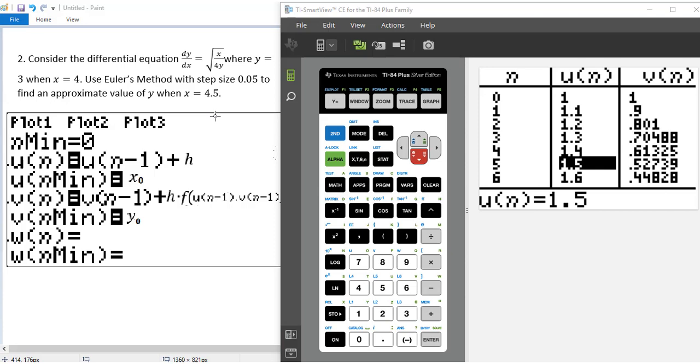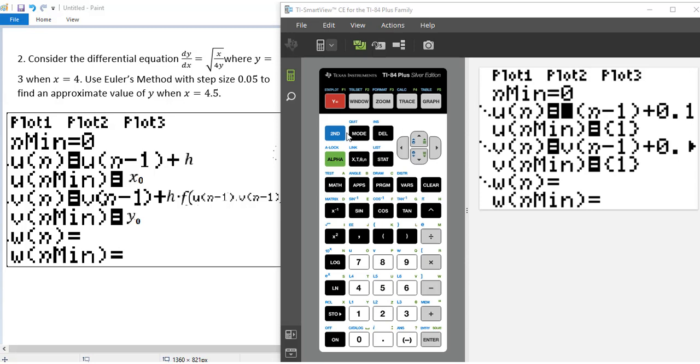Now let's go to the second question. Consider the differential equation dy by dx equals square root x over 4y, where y equals 3 when x equals 4. Use Euler's method with a step size 0.05 to find an approximate value of y when x equals 4.5.